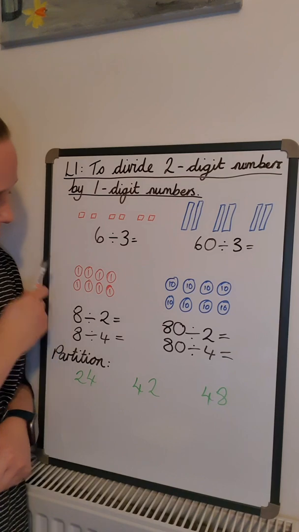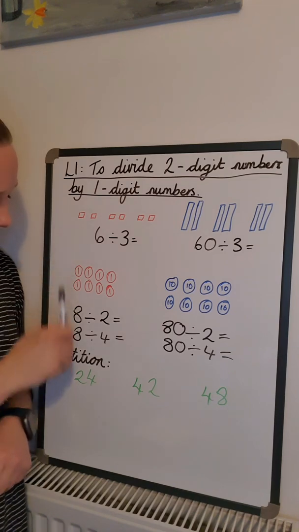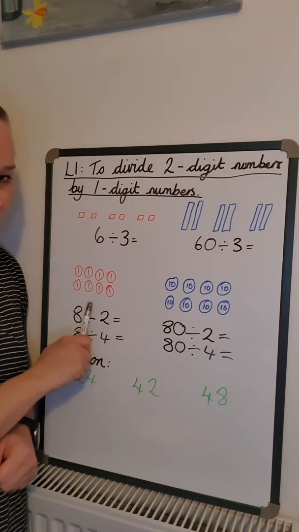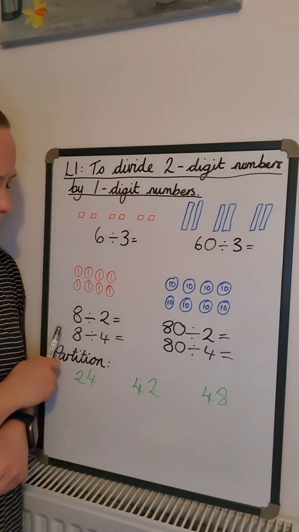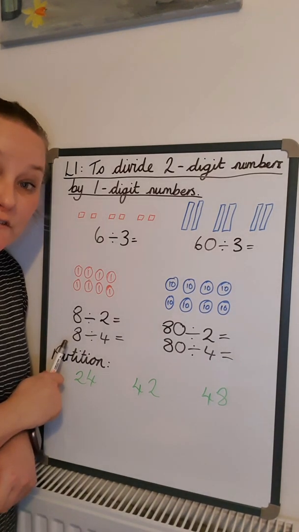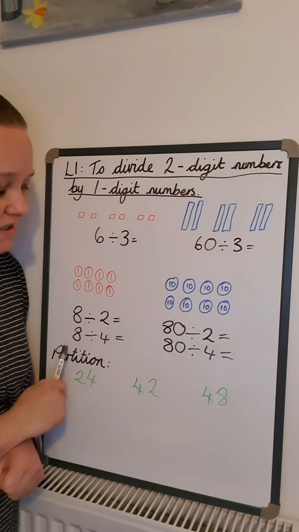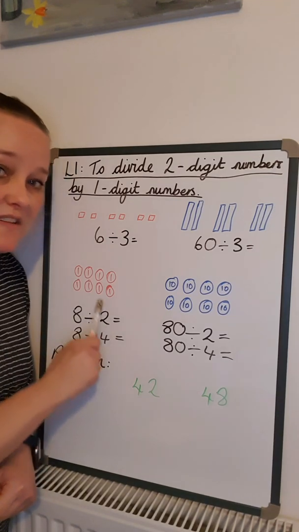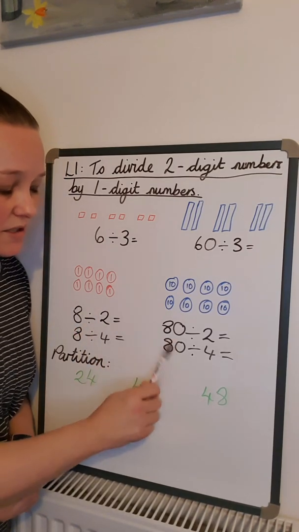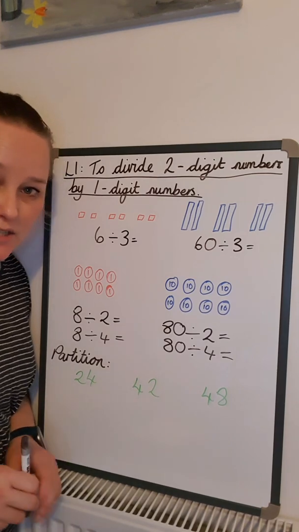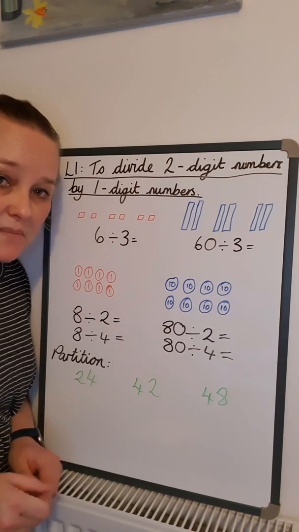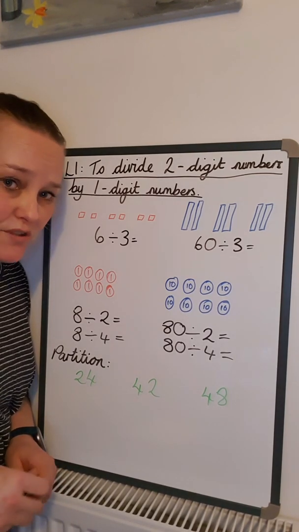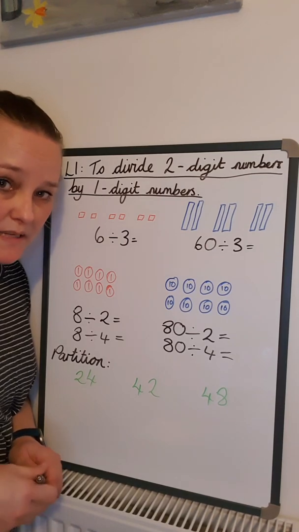Then we've got 8 ones here. So we've got 8 divided by 2. And I wonder whether you can also do 8 divided by 4 and work out those answers. Use that knowledge then to help you with these ones, which is 80 divided by 2 and 80 divided by 4. Use your knowledge of numbers that are 10 times bigger.